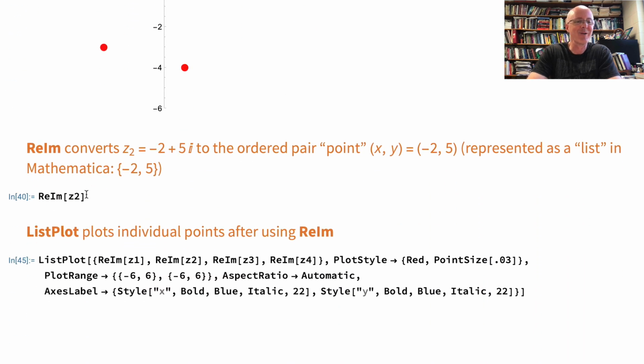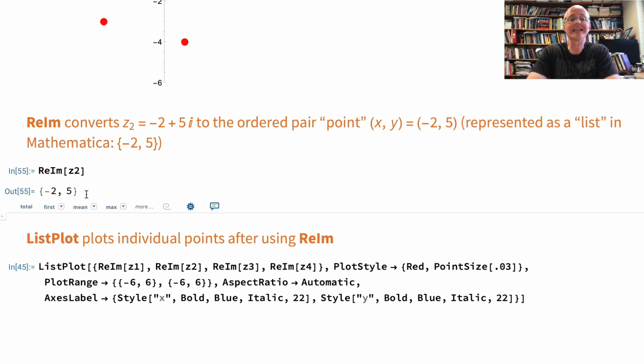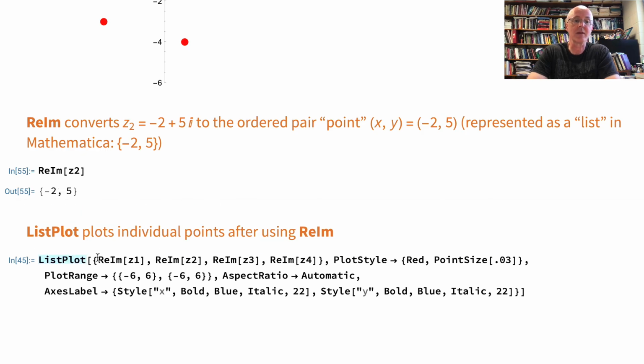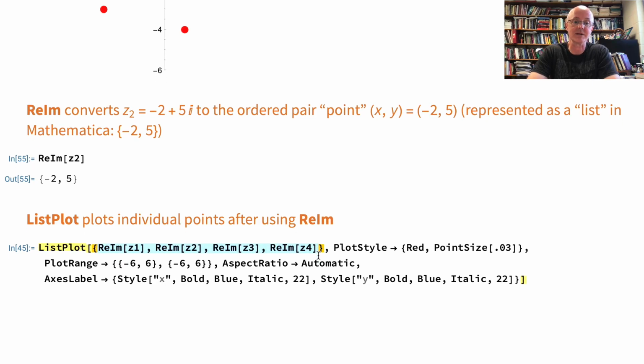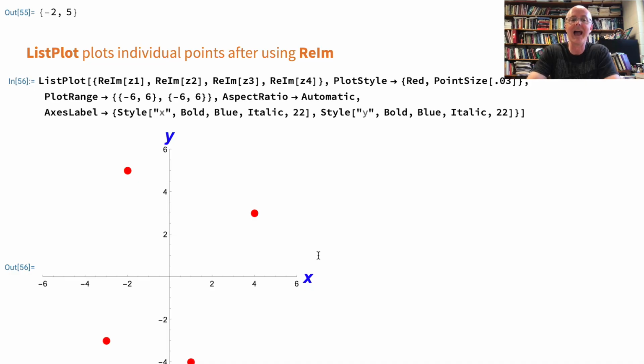ReIm converts a complex number to what's called a list in Mathematica. And once you've got something as a list in Mathematica, you can use something called ListPlot to plot those as actual points in a plane as well. So you can see I'm using ReIm for z1 through z4 here as well to essentially get the same plot, though I have labeled the axes x and y instead of Re and Im to emphasize that maybe I want to think of this as a real plane instead of the complex plane.